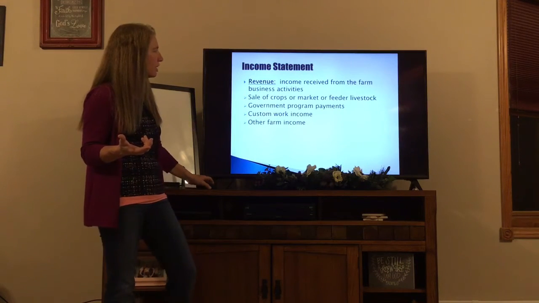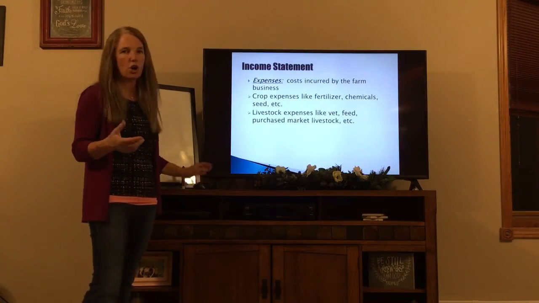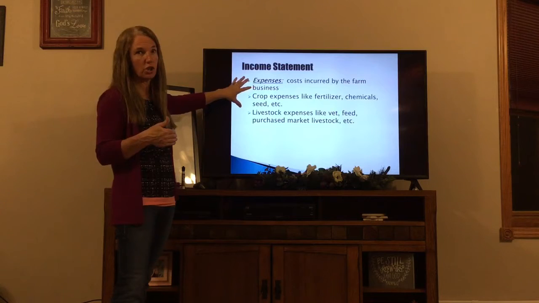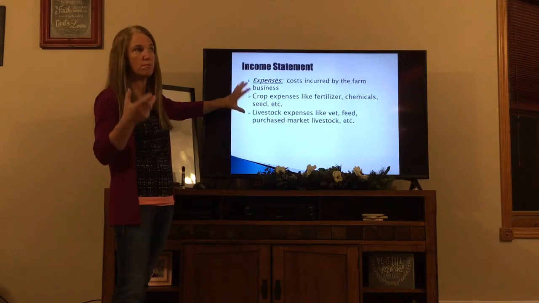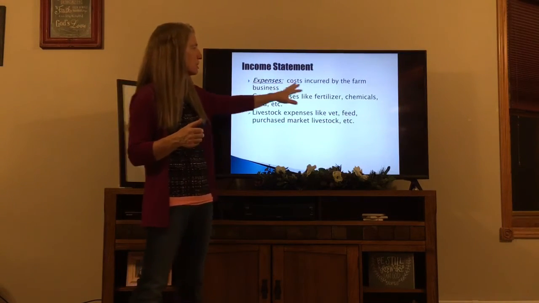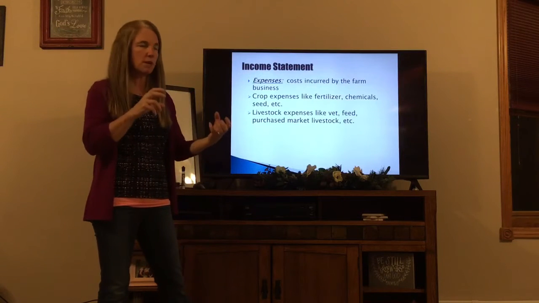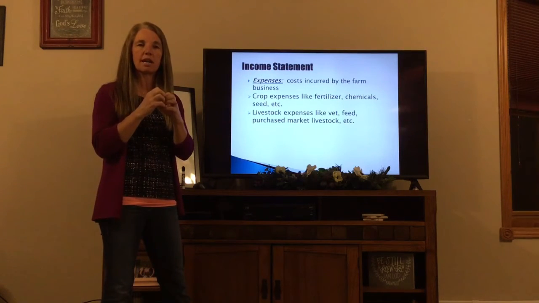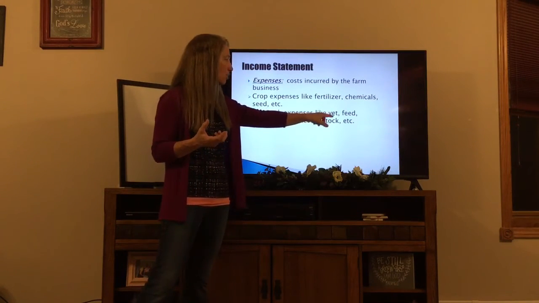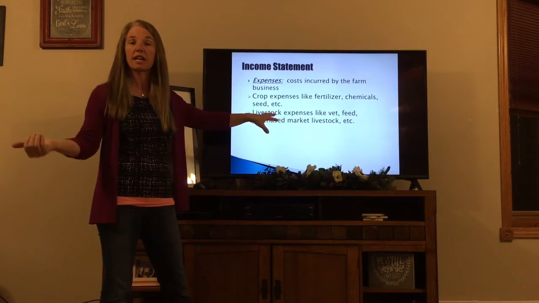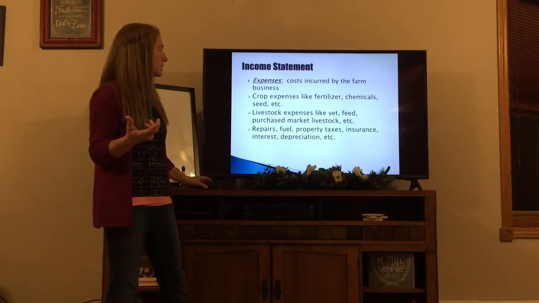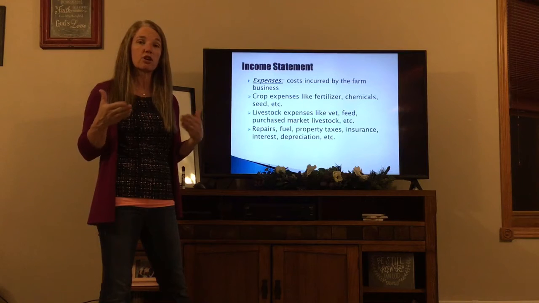My expense section, on the other hand, is going to have those items that are the costs for my farm business. So any costs that have been incurred, most of those are going to fall into the two big categories, which are crop expenses and livestock expenses. Crop expenses are things like fertilizer, chemical, seed, those types of individual input costs that I have in order to produce my product. Same thing with my livestock. Those input prices like feed or vet costs, when I purchase feeder livestock and hold them over and feed them and sell them as market livestock, the cost of those things are going to be those things that I would consider my major livestock and crop expenses.